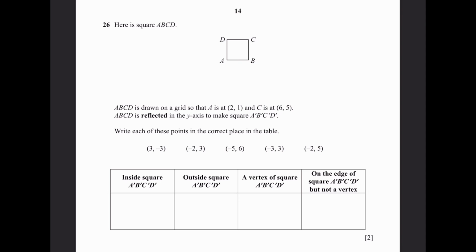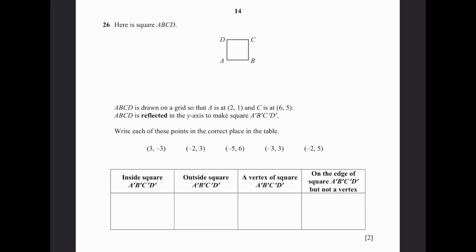Here's a square ABCD. It's drawn on the grid so that A is at 2, 1, and C is at 6, 5. ABCD is reflected in the y-axis to make square A dash, B dash, C dash, D dash. Write each of these points in the correct place on the table. So inside the square, outside the square, a vertex of the square, and on the edge, but not a vertex.